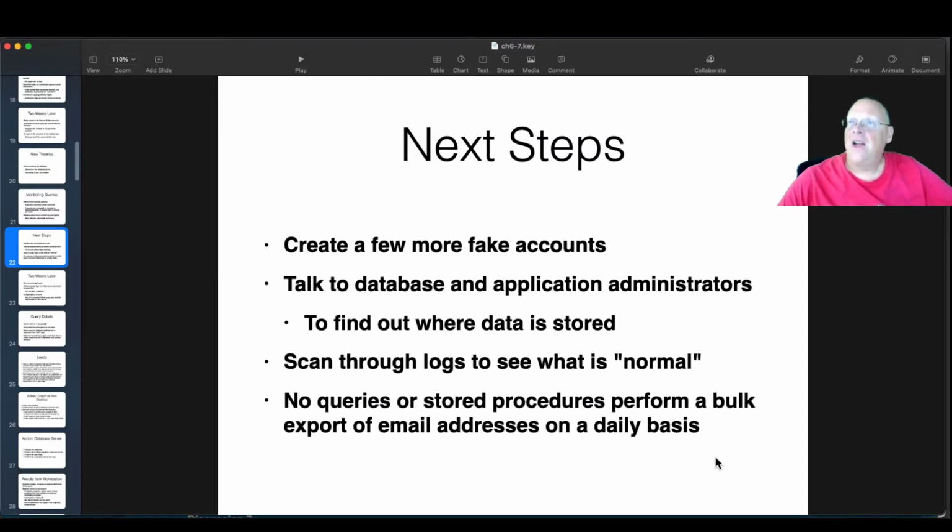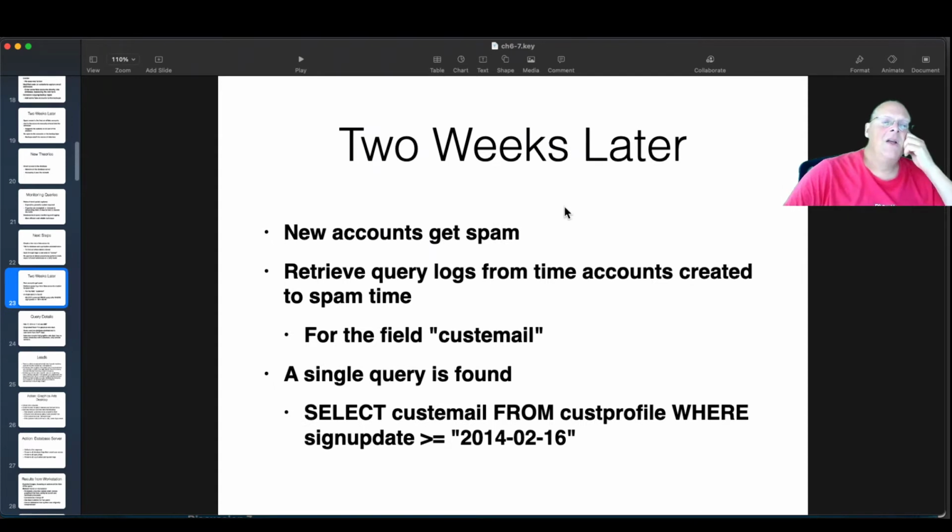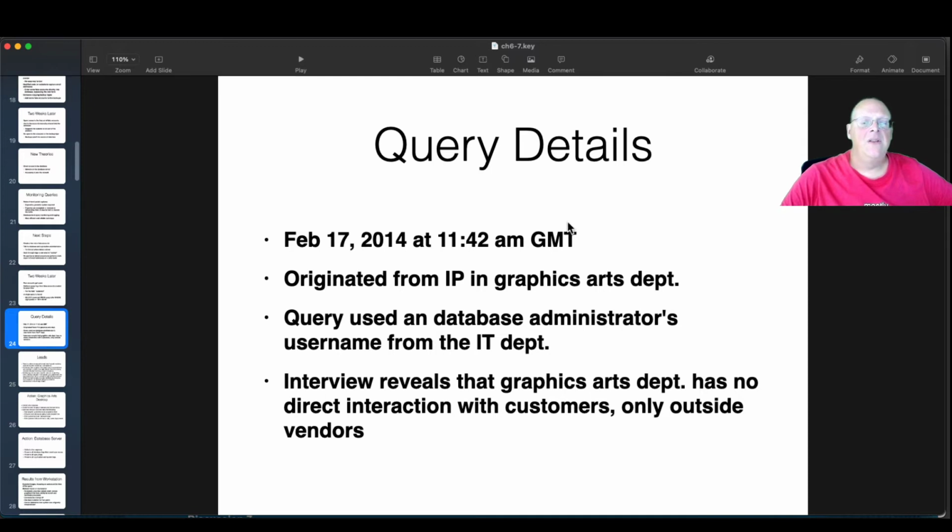And you find no evidence of any extra database server functionality stealing addresses. So 2 weeks later, new people get spam, you retrieve the query logs, and you finally find there is a query which sent all the customer email within a certain date out somewhere. This happens, it only runs periodically, and it was a remote query launched from the graphics art department.